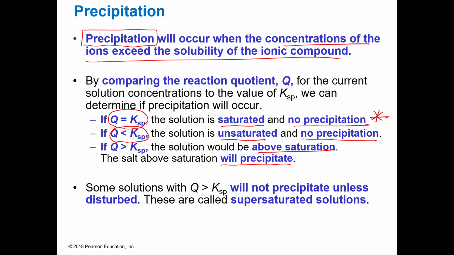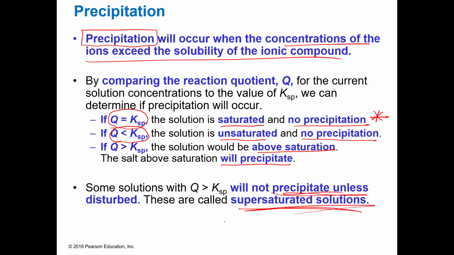The other criterion is that some solutions that are above saturation won't precipitate until you disturb them somehow. These are called supersaturated solutions. The way you make a supersaturated solution is you heat it up. You're putting solute in there at a higher temperature than what the tables dictate.